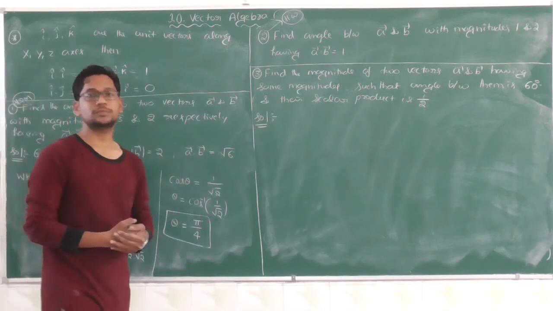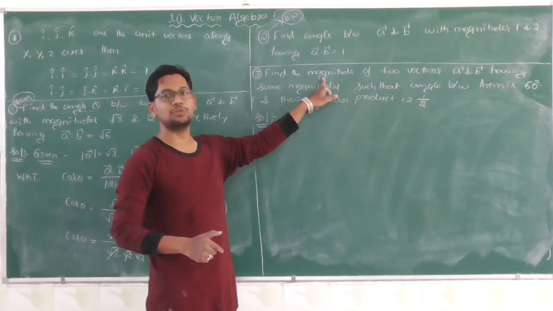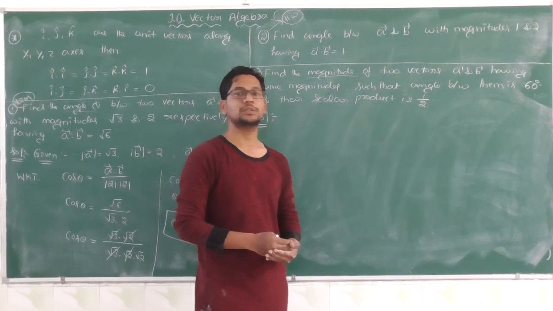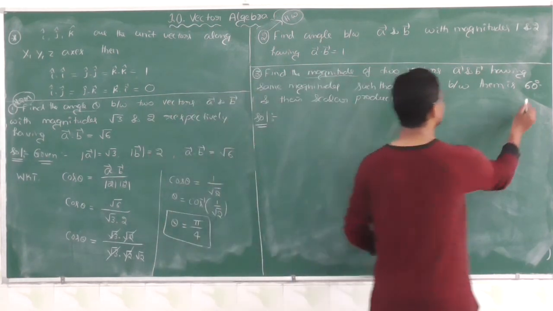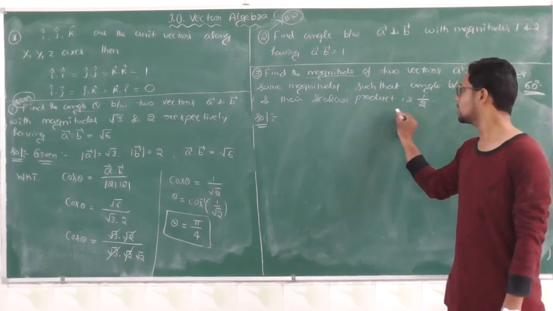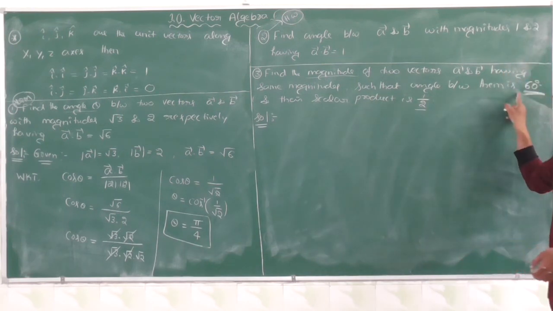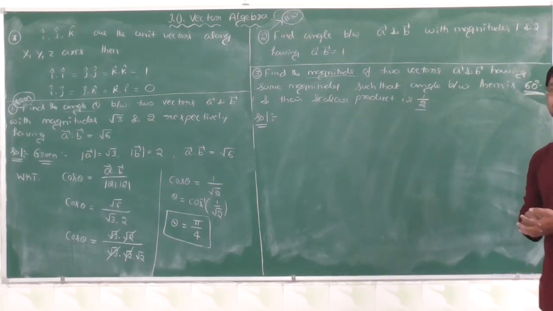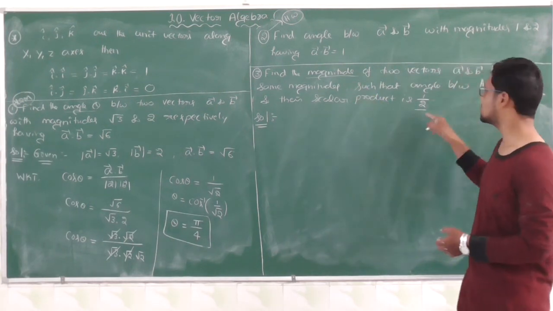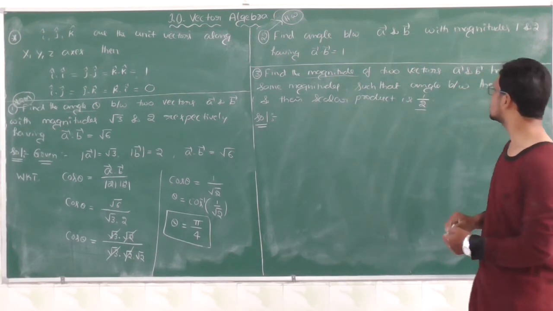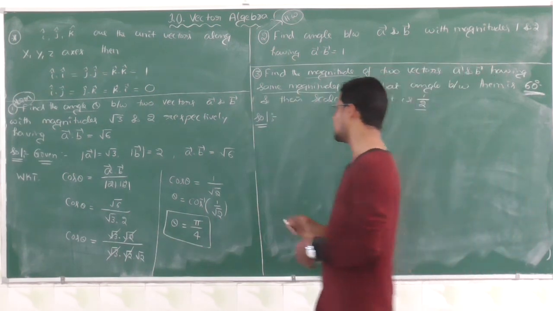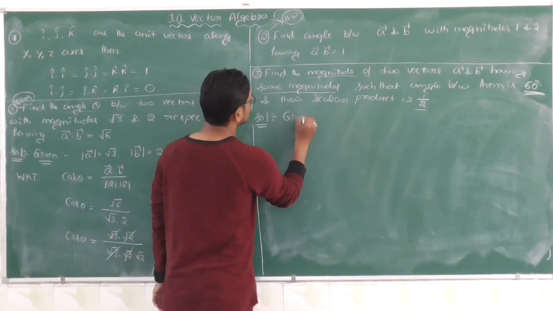You just observe this question. What we have to find? Magnitudes we have to find. For finding magnitudes, what is given in the problem? Angle is given, 60 degrees. Next, scalar product is given, that is 1 by 2. By using these two hints, we have to find the magnitudes. And also, he is saying that the magnitudes are the same. You just write down the given things.